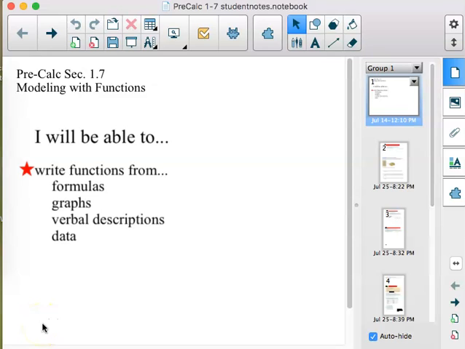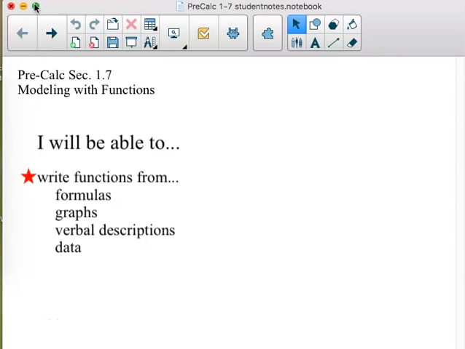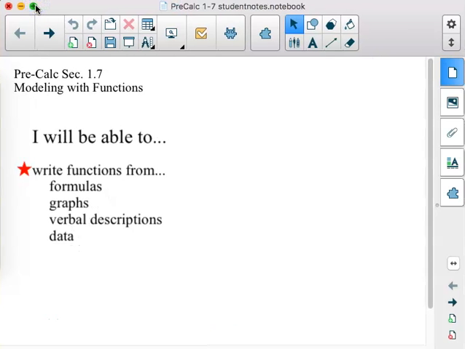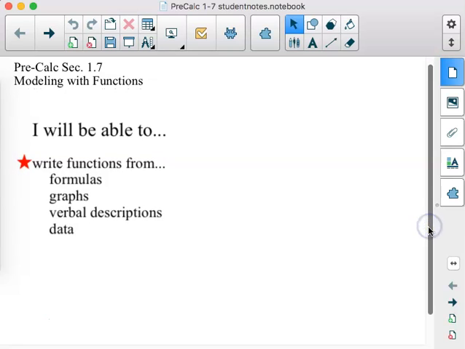In pre-calculus, I'm going to be going through section 1.7. And in 1.7, sometimes it's not everybody's favorite because we're talking about word problems here. We're modeling with functions. But you're going to find, again, that a lot of this is formulas you've already seen before. And if you don't remember the formulas, remember you can go into the Appendix B and get some of those.